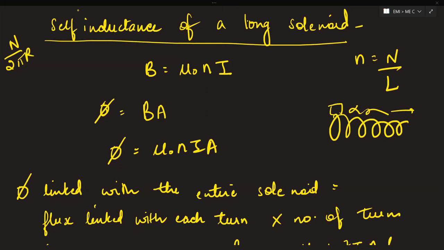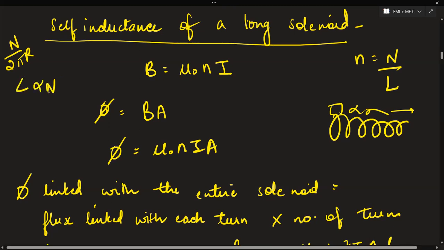So from the formula also you can figure out on which factors self-inductance depends. Self-inductance directly depends upon the number of turns that are present. It depends on the area of the cross section. It depends on the permeability. So if it comes, you can mention these three things.